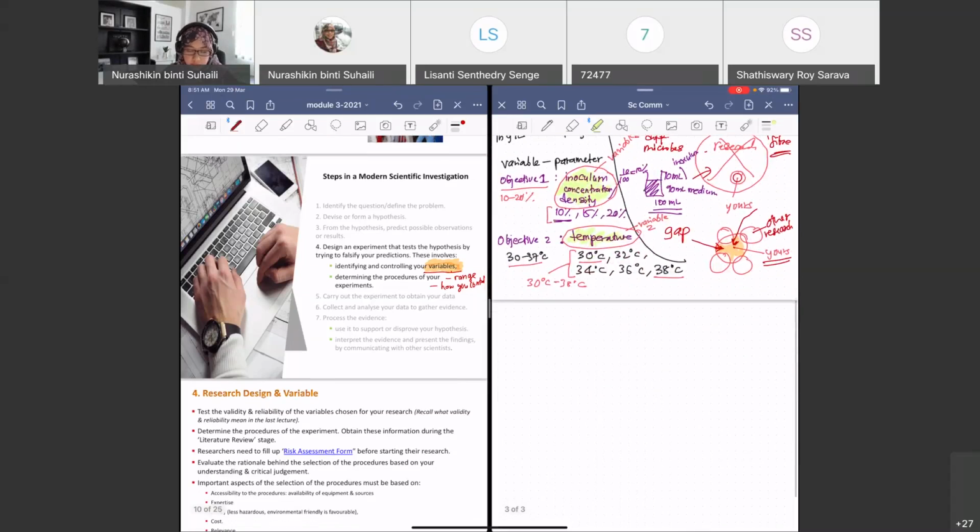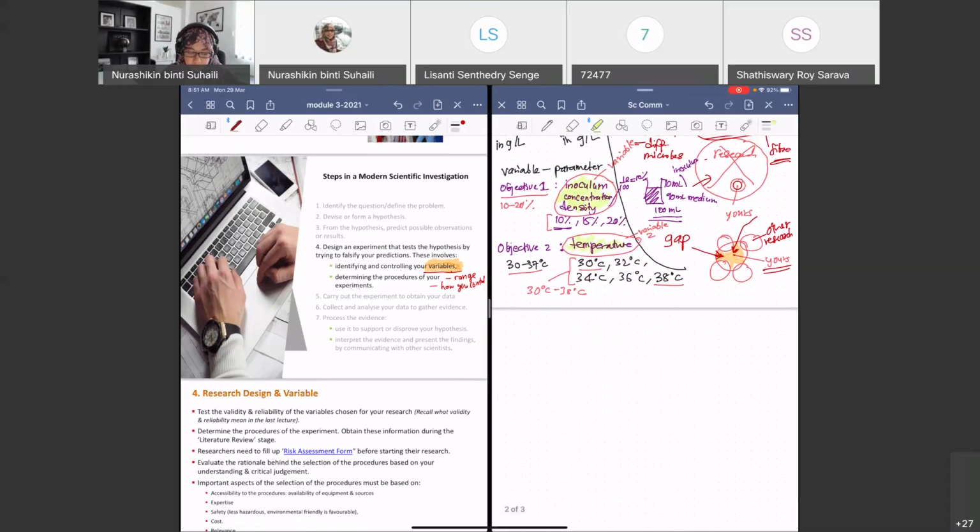Right. So another thing in this fourth step is to determine the procedure of your experiment. This is actually to be done before you enter the lab. And you will do it in FY31, whereby you find out the information related to all of this stuff. So make sure you take note.